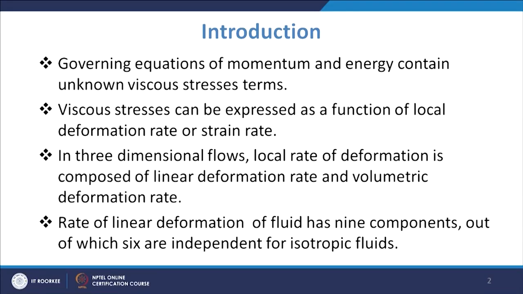Mostly, when we talk about three-dimensional flows, the local rate of deformation is composed of the linear deformation rate as well as the volumetric deformation rate. The linear deformation rate of the fluid has 9 components, out of which 6 are independent for isotropic fluids. They are normally denoted by Sij, and the suffix ij has a similar meaning to the way we define it for the stress terms.